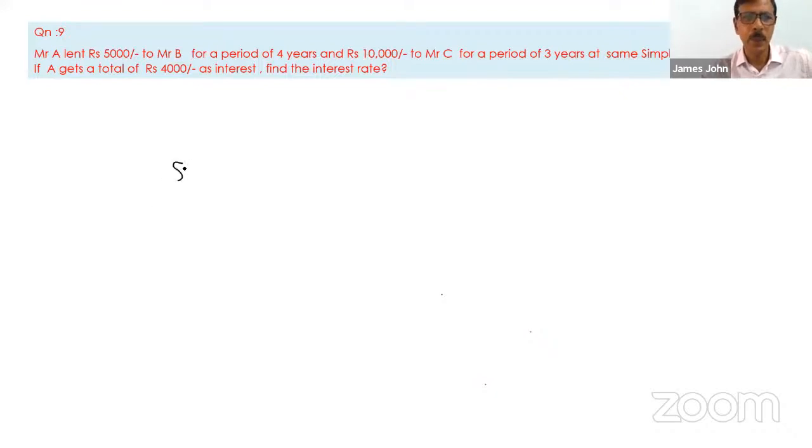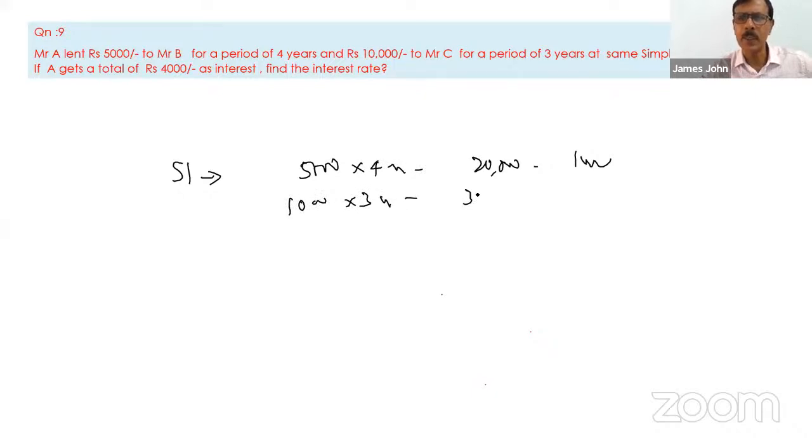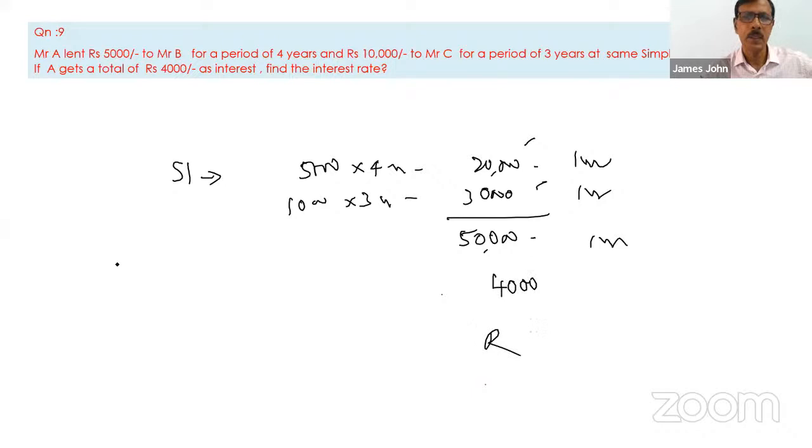So remember, this is simple interest. If it is simple interest, 5,000 for a period of 4 years is the same as 20,000 for 1 year. Similarly, 10,000 for a period of 3 years is the same as 30,000 for 1 year. So total he has lent 50,000 for a period of 1 year, and he got interest of 4,000. What is R?